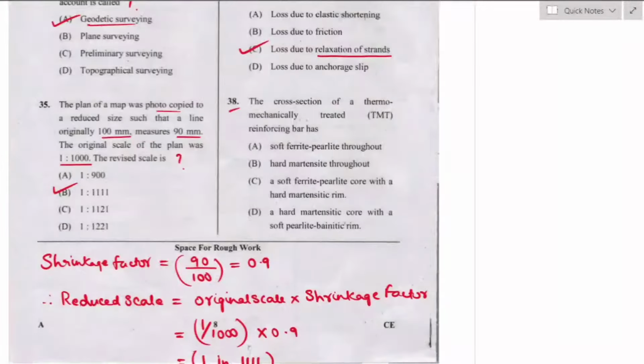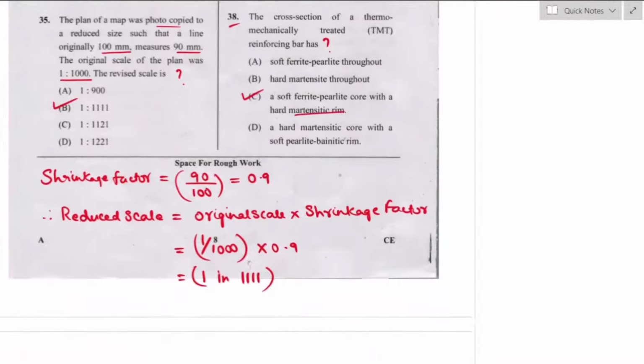Question number 38. The cross section of a thermomechanically treated reinforcing bar is. Thermomechanically treated bars are subjected to atmospheric cooling to equalize the temperature difference between inner core and exterior core. Once the TMT bar cools down, it slowly turns into a ferrite-pearlite mass with a hard martensitic rim. So the right answer is option C.